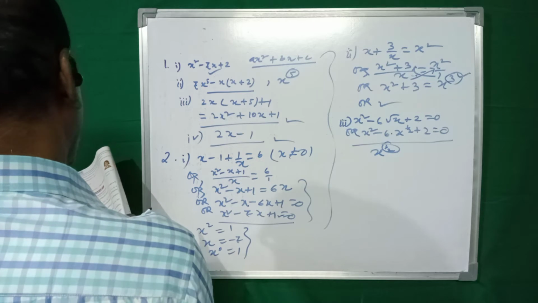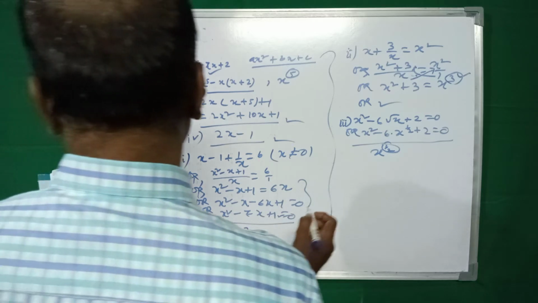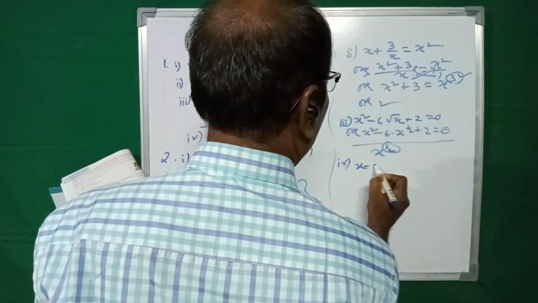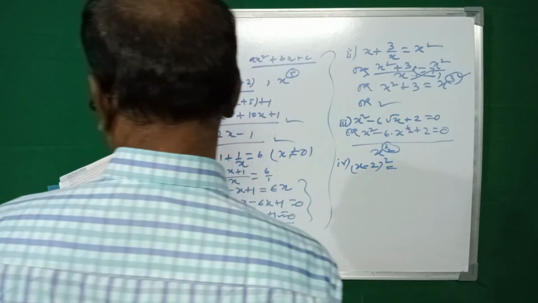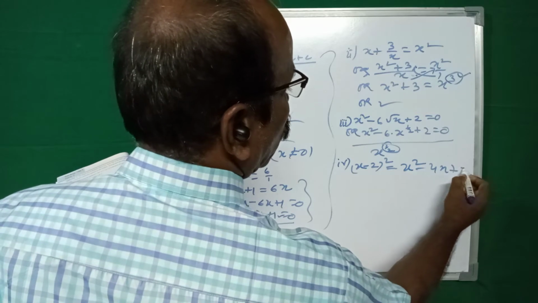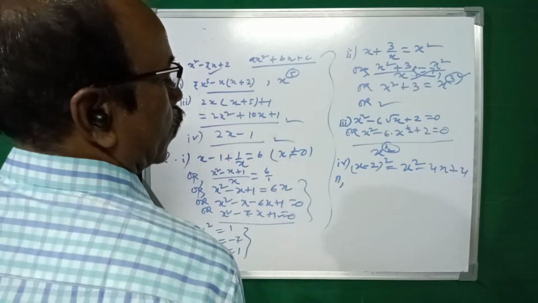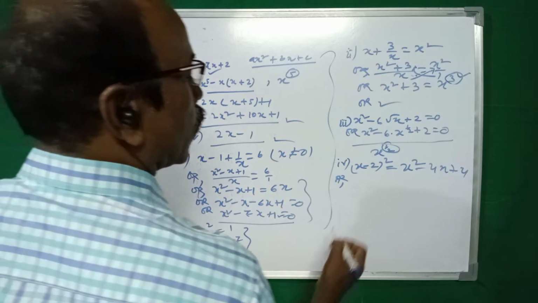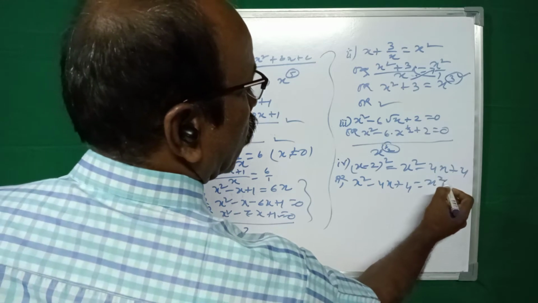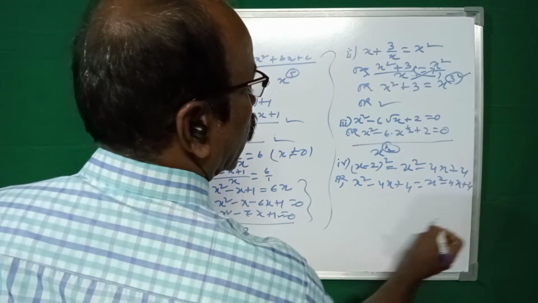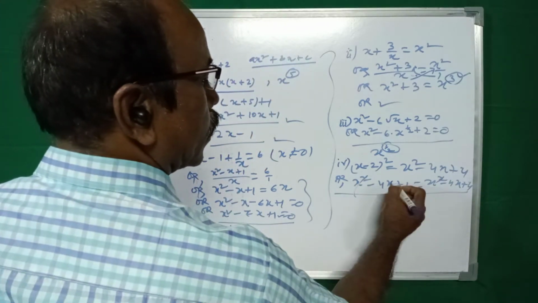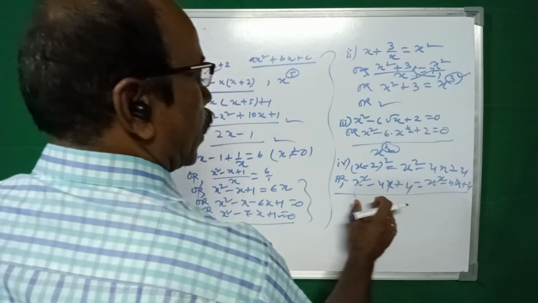In number 4 also, x minus 2 whole square is equal to x square minus 4x plus 4. My dear student, seriously see here that x square minus 4x plus 4 is equal to x square minus 4x plus 4. It is also not a quadratic equation, because this and this are equal, so the difference is 0.